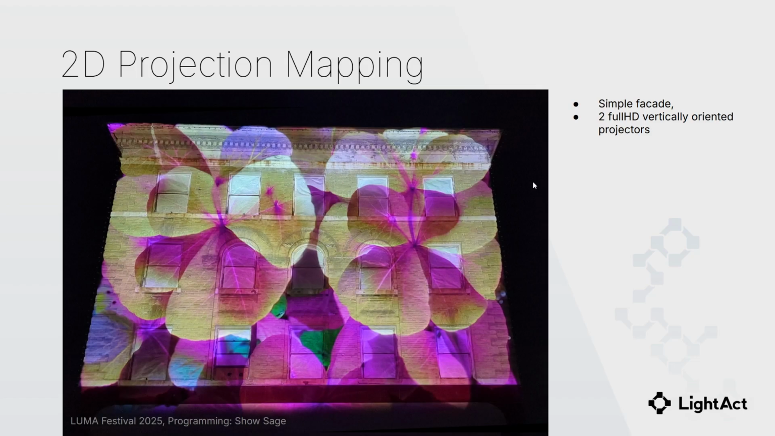Hello, my name is Mitya, and in this tutorial we'll go through the steps required to do a quick projection mapping on a simple facade like this. So it's not a 3D mapping, we call this workflow 2D projection mapping. So let's say we have a simple, more or less flat facade and two full HD vertically oriented projectors. By the way, this project was done by our friends at ShowSage.